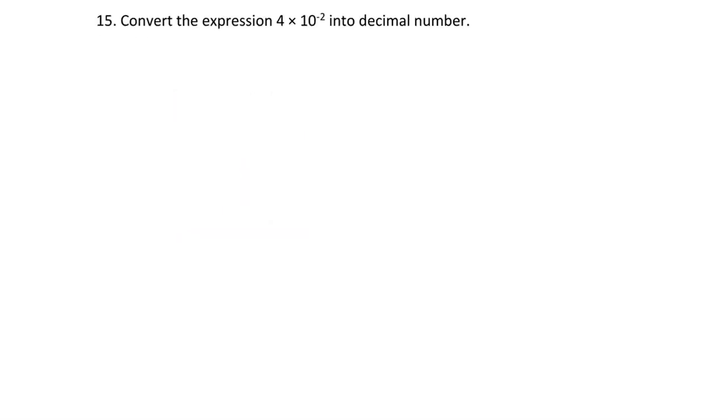Question number 15. Convert the expression 4 times 10 to the power negative 2 into a decimal number. Okay, so here we have 4 times 10 to the power negative 2, which equals 4 times 1 over 100. Solving this, we have 4 over 100. Dividing this, we have 0.04, and this is going to be our answer.